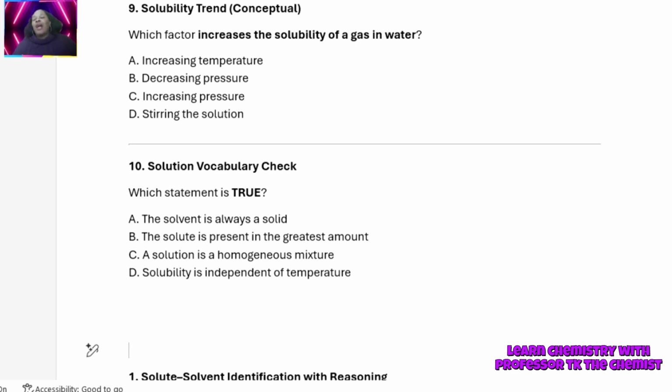Let's look at number 9. Again, put your answer in the comment box once you know. Which factor increases the solubility of a gas in water? If you were in class yesterday, you should know this.